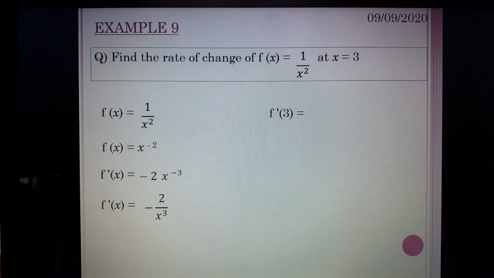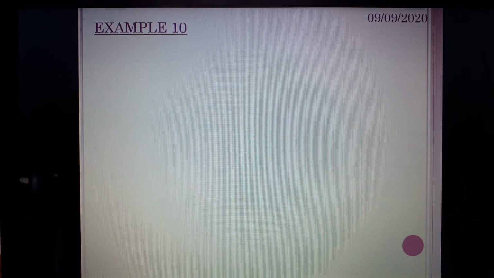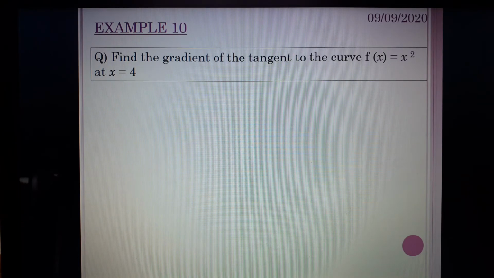So f dashed of 3 is negative 2 over 3 cubed. And 3 cubed is 3 times 3 times 3, which is 27. So it's negative 2 over 27. So the rate of change at x equals 3 is the answer, negative 2 over 27. And you can leave it like that, because it can't simplify any further.